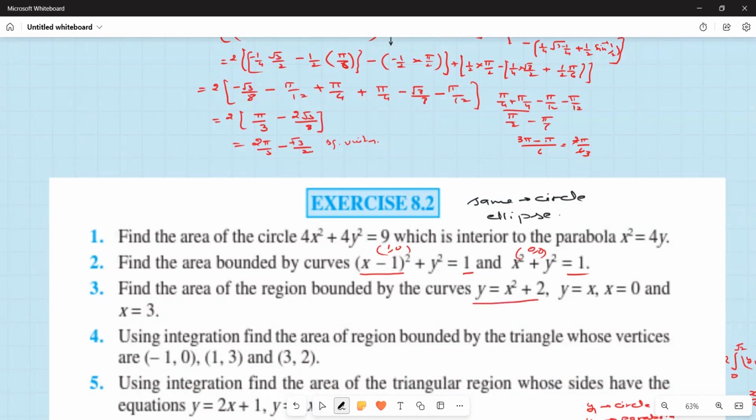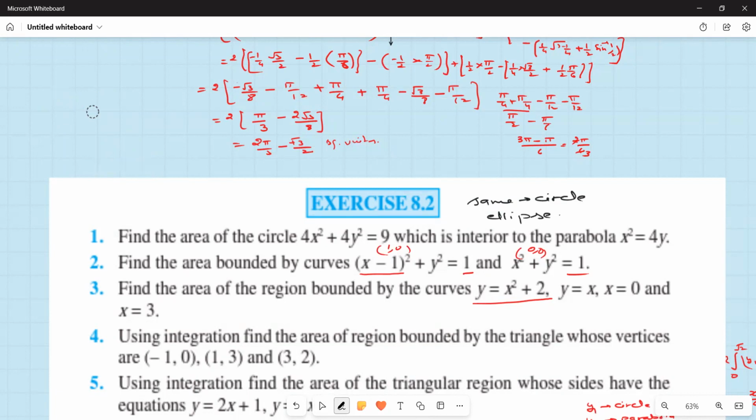This is again the parabola where the center is out. So this will be y minus 2 is equal to x square. So center is (0, 2), which means the parabola is like this, not passing through the origin. y is equal to x is a line like this. And then x is equal to 0 and x is equal to 3. So it will be like this. Clear? So please try to do it by yourself.